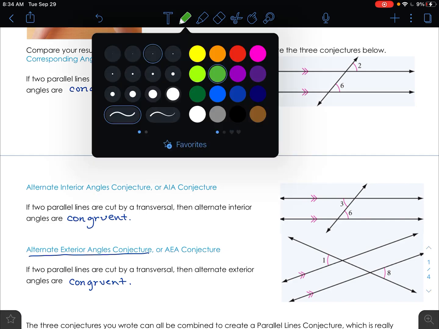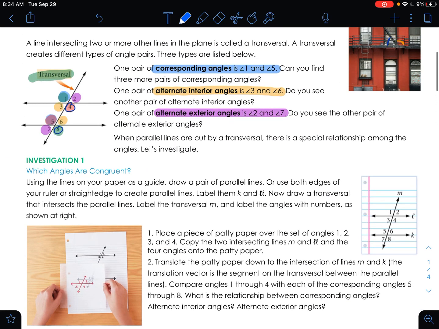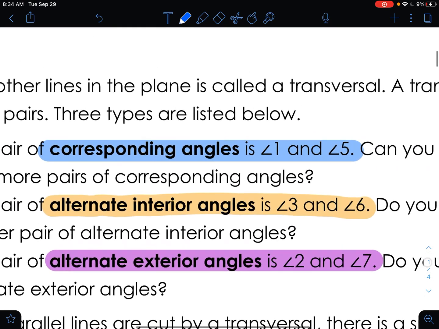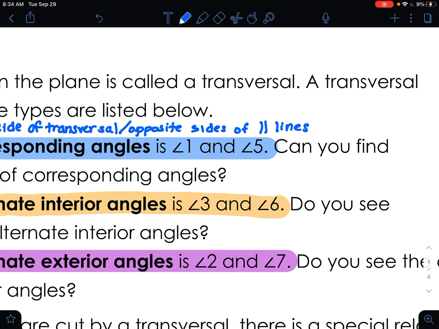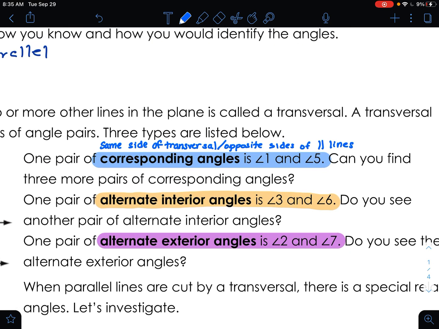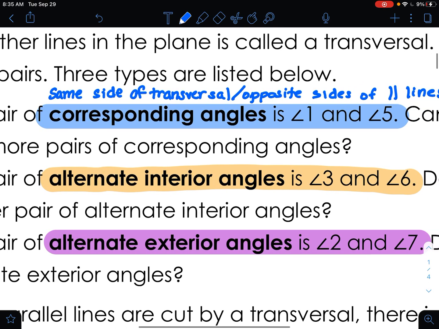One last thing that I want to do before we end the notes is make sure we define corresponding angles, alternate interior angles, and alternate exterior angles. Corresponding angles are going to be angles that are on the same side of the transversal and opposite sides of the parallel lines. And what that means is one of them is an interior angle, one of them is an exterior angle.